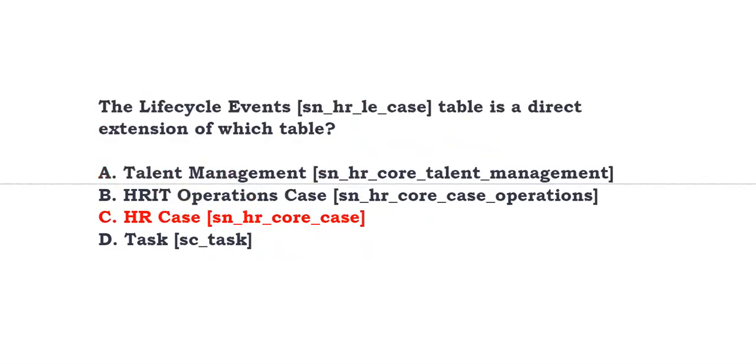Next question is, the life cycle events table is a direct extension of which table? Option A, talent management. Option B, HRIT operations case. Option C, HR case. Option D is task. Correct answer is option C, HR case.